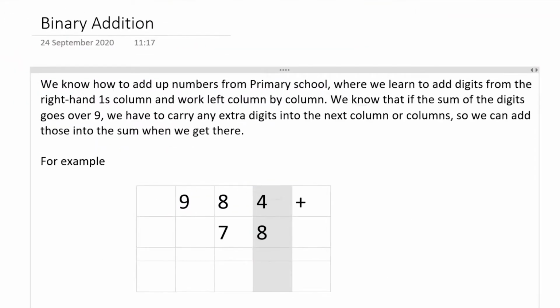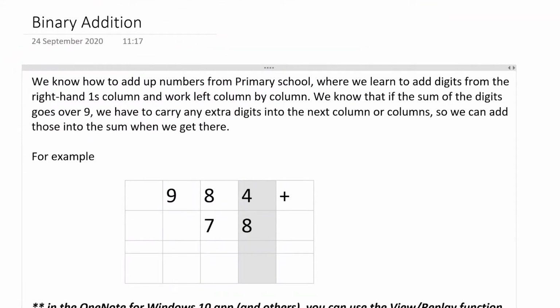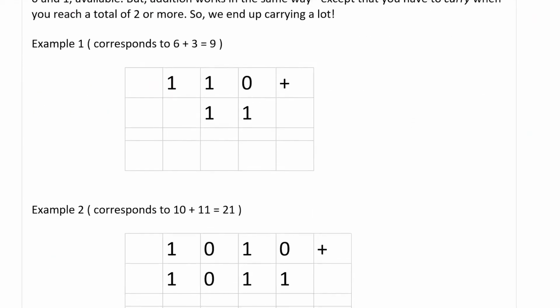All right, so we're just going to start off with a very quick decimal example just to make sure we've got the principles of how we do a normal sum in decimal. And then we can move on to look at binary numbers and see how that works.